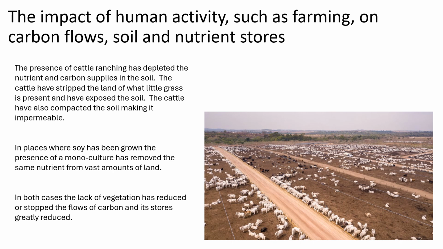And where you have soya grown, because it's a monoculture, you have problems with pests and diseases, which means you need pesticides. And again, it can remove the same nutrient from the land, which strips the land of not all nutrients, but the specific ones that soya needs. So it can cause significant problems.